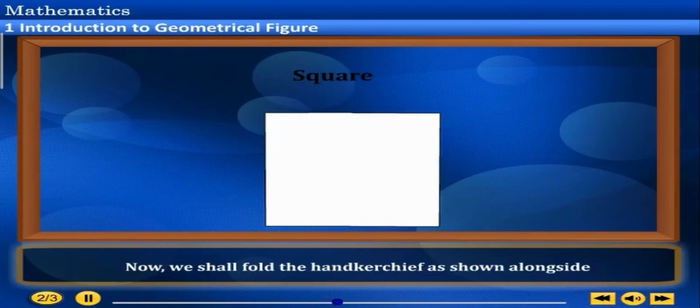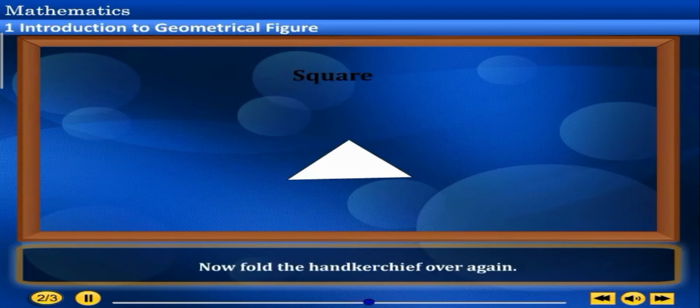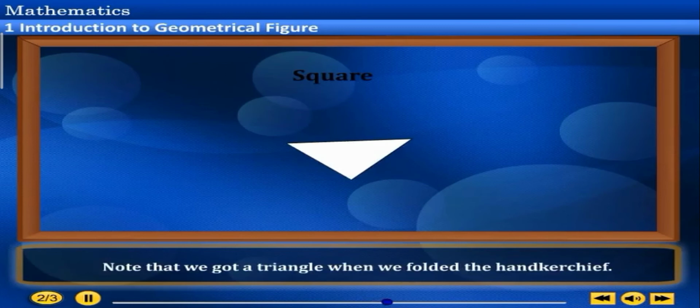Now, we shall fold the handkerchief as shown alongside to find out if each corner falls exactly on the one opposite. The corners match and so do the edges that make them up. Now fold the handkerchief over again. All the edges match in length. All the edges of a square are of equal length. Note that we got a triangle when we folded the handkerchief.